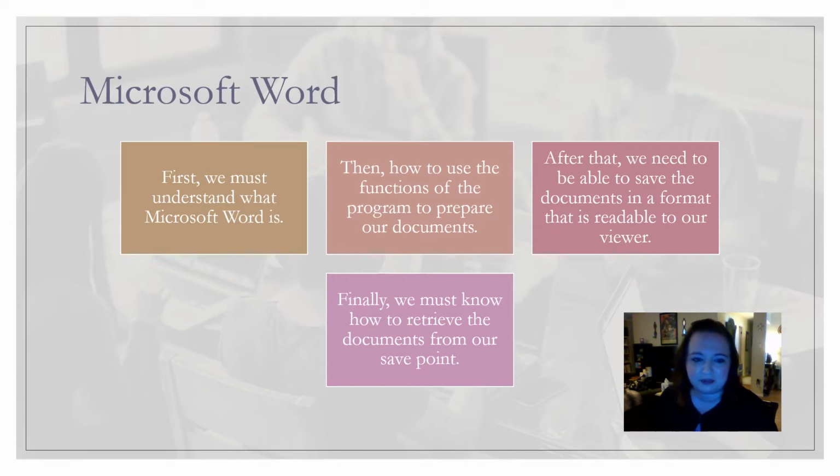When it comes to Microsoft Word, first we have to understand what Word is. Microsoft Word is a computer software program that is downloaded onto a machine. You do have to have a software key in order to download it to your machine. It doesn't automatically come preloaded onto a brand new computer. Most people will have to purchase that as a secondary item.